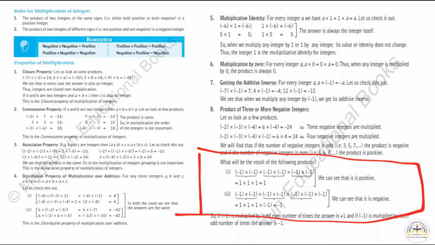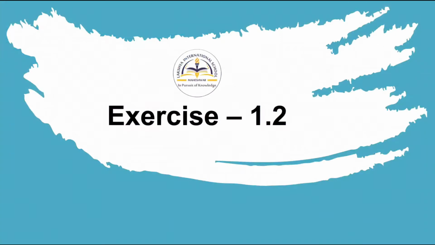Now in the second one, minus 1 into minus 1 equals 1. Now one more minus 1, so we will write this as it is. So we will get the answer minus 1. Now we will solve the questions of exercise 1.2.